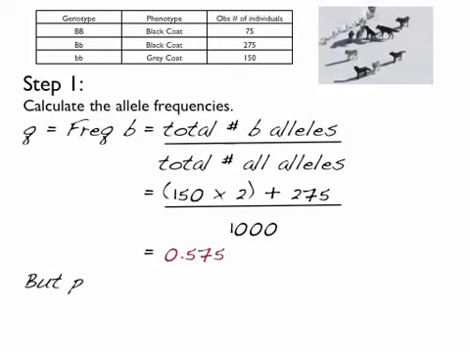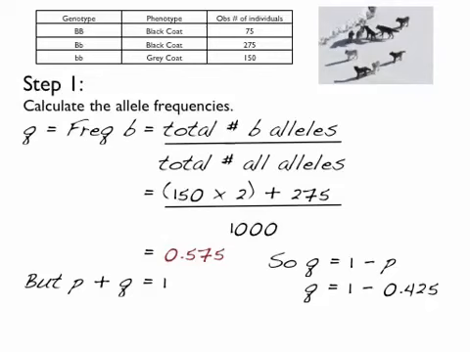But remember that P plus Q equals 1, so we could have calculated Q a little more simply by subtracting P from 1. If we do that, we get 1 minus 0.425, which gives us a value of 0.575, the same as the frequency we got by doing the other calculation.